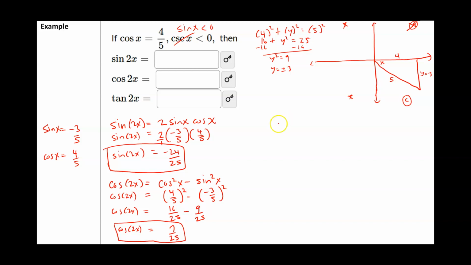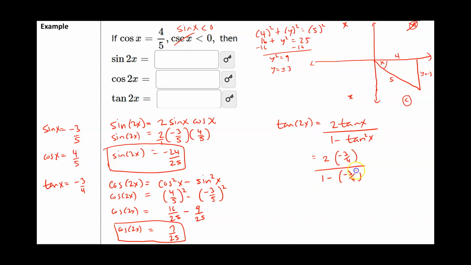Lastly, we have to find out what is tangent of 2x. So for tan 2x, the formula is 2 tan x divided by 1 minus tan squared x. So for this, we need to know what is tangent of x. So on the side here, I'm going to write down tangent of x. That's equal to opposite over adjacent. For angle x, that'll be negative 3/4. So let's plug this in. This is going to be 2 times negative 3/4 divided by 1 minus negative 3 over 4 squared.